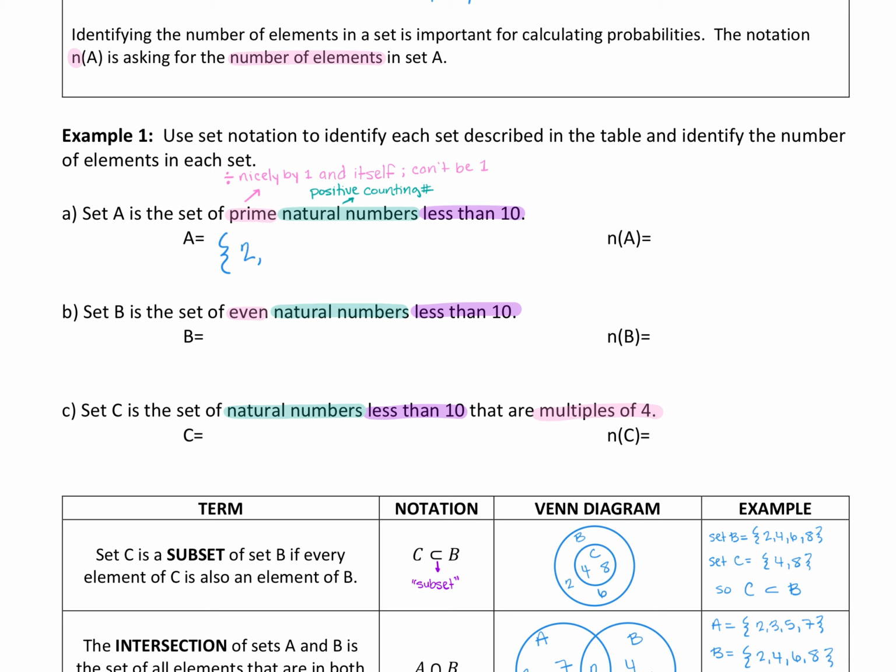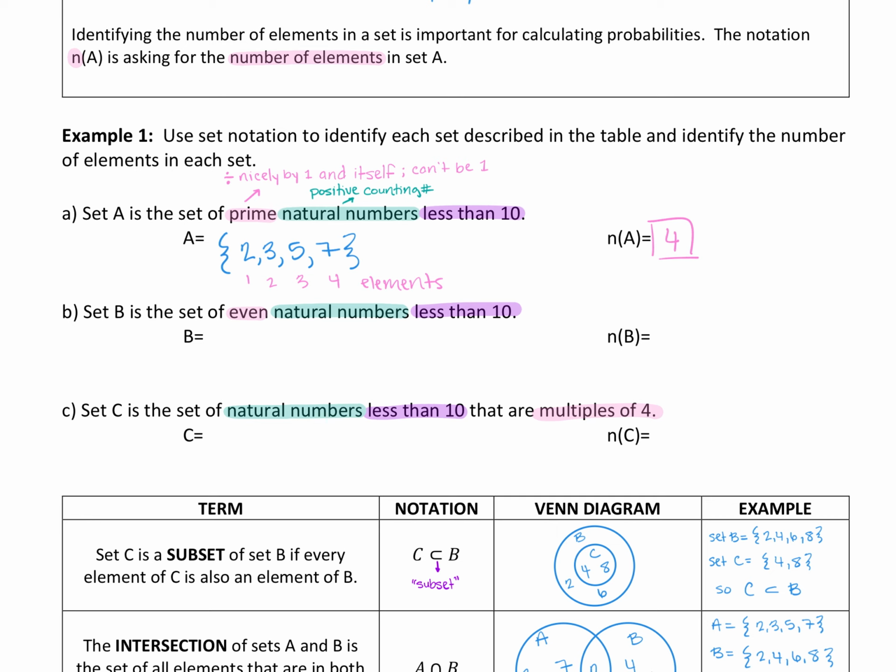2 is a prime. 3 is a prime. 4, not prime because 4 can be divided by other numbers. 5 is a prime. 6 is not prime. 7 is a prime. 8 is not prime. And 9 is not prime. And then this notation here says basically how many elements do we have? Well, we have 1, 2, 3, 4 elements. And so our answer to this would be 4.